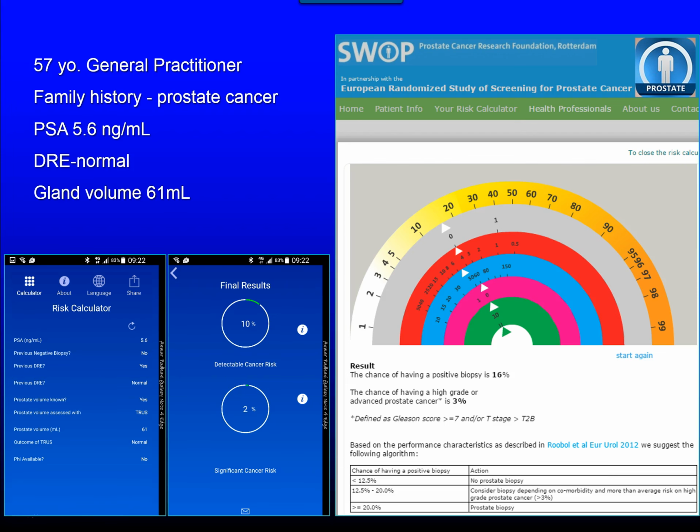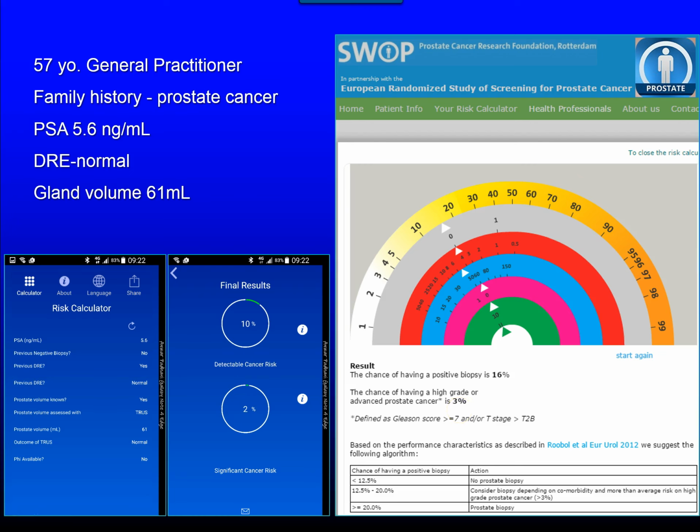So, if we take this same patient, we plug him into the risk calculator, the Rotterdam risk calculator, and you do it on your Android phone, you can see that the detectable cancer risk is 10%, the significant cancer risk is 2%. And if you do it on the website, you can see the corresponding figure is 16%. The chance of having a positive biopsy is 16%. The chance of having a high-grade cancer or having advanced disease is 3%.